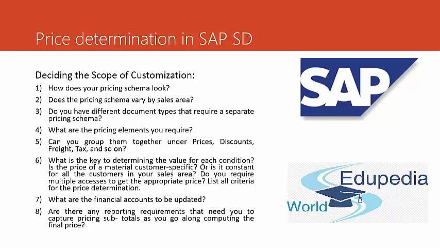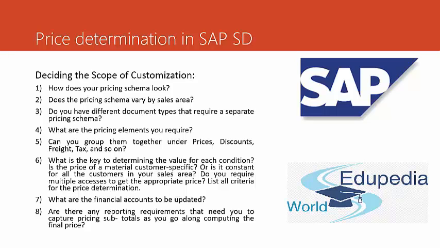What is the key to determine the value for each condition? Is the price of the material customer specific, or is it constant for all the customers in your sales area? Do you require multiple accesses to get the appropriate price? In other words, list all criteria for the price determination. What are the financial accounts to be updated?